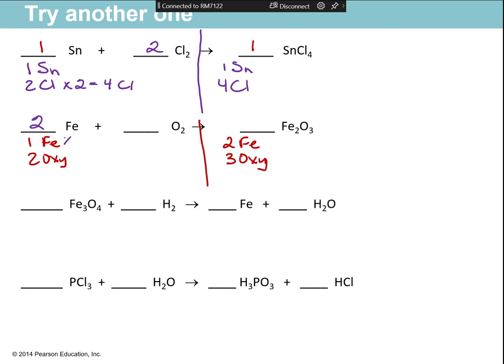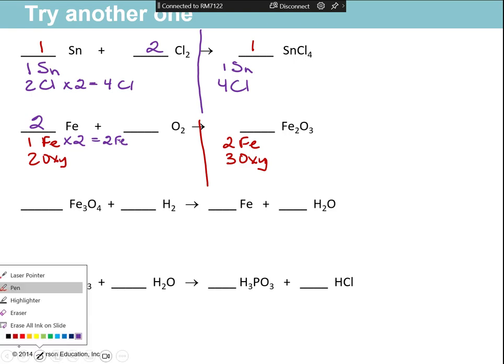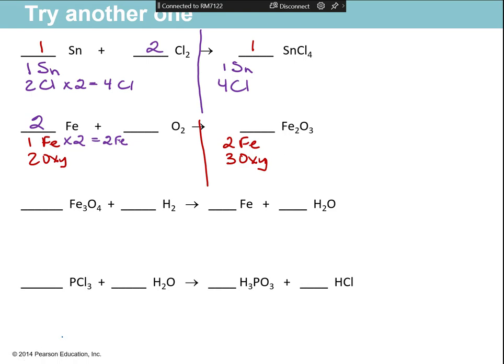A two, because that's going to multiply the number of irons by two. It's going to give me two Fe. Now, irons are balanced. I've got to balance oxygen. So on the left side, I have two oxygen. On the right side, I have three. What is the smallest number they both go into? Six. Okay, so the only way to make them balance is I'm going to have to make them both six oxygens on either side. The only way to balance is to make them both six.